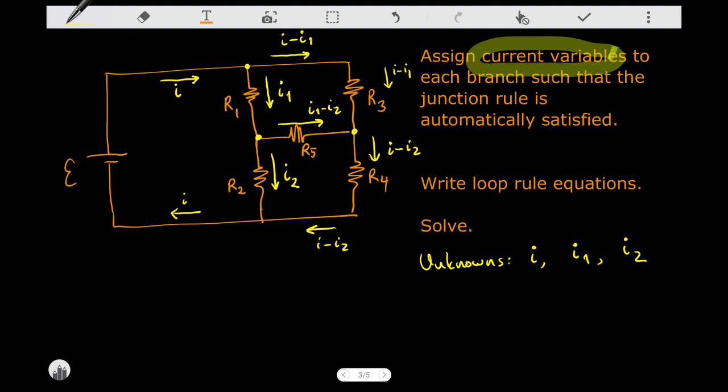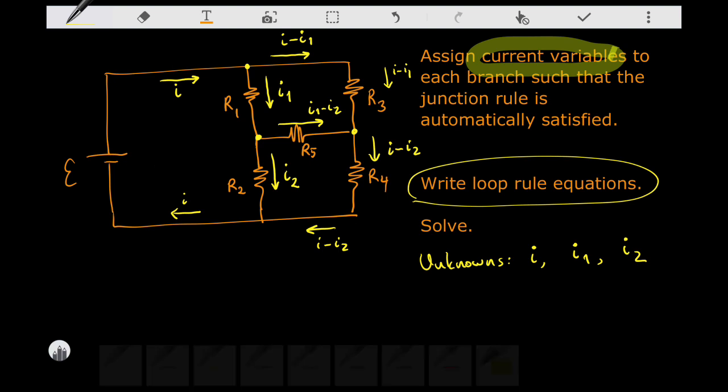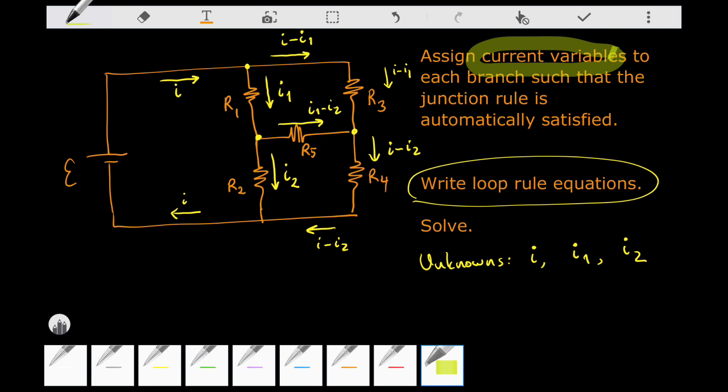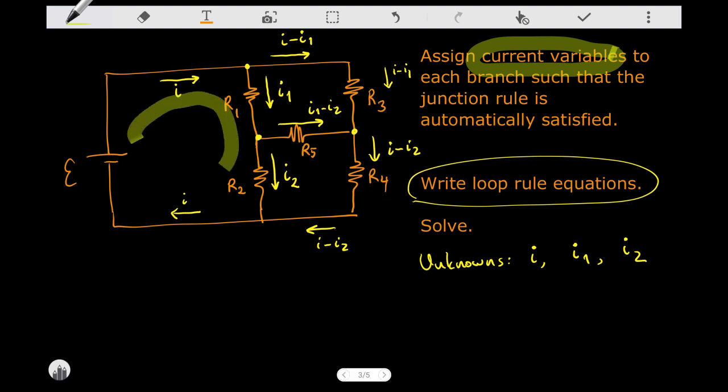Okay, and after that, of course, I need to write down the loop rule equations. As I have said, we have three loops in here. So let me show them with this highlighter. That's the first loop. That's the second loop, and that's the third loop. I'm not going to write down the equations.